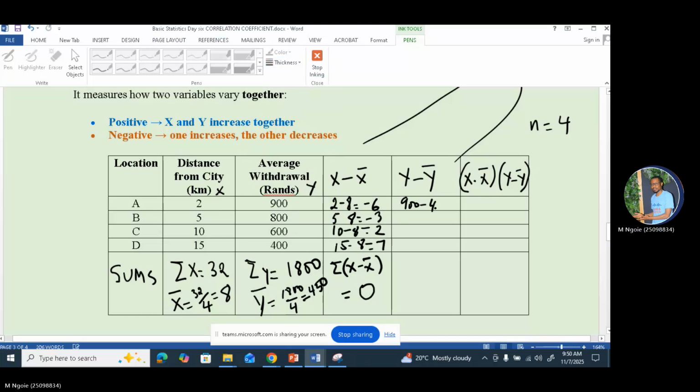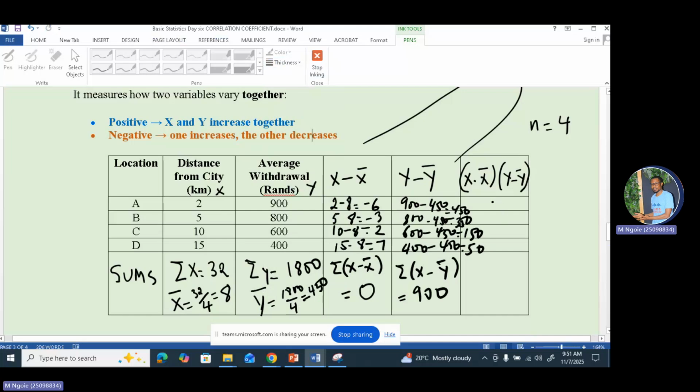And here, it's gonna be what? Minus 450, that's gonna be 450 minus 450, that's gonna be 350, that's gonna be 150, and minus 450, that's gonna be negative 50. And here, the sum here, it's gonna be 900.